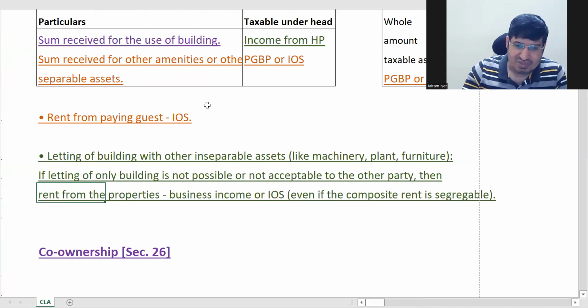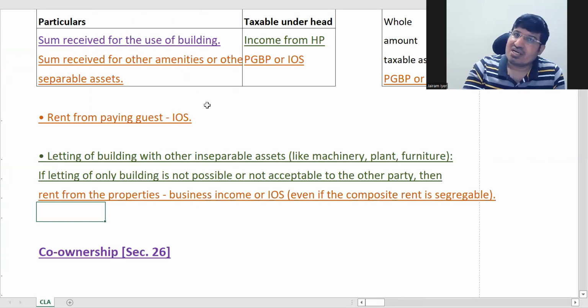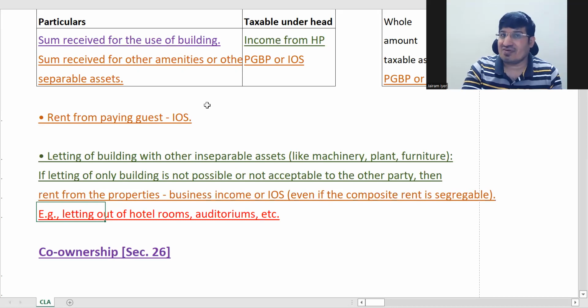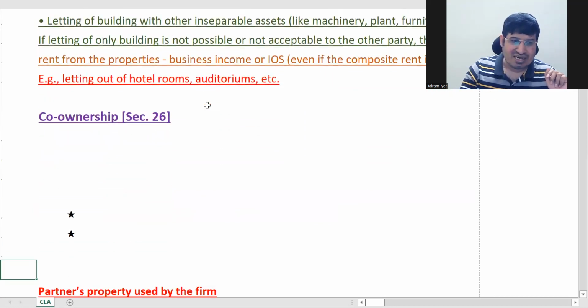So this is basically a case to case basis also. Rent from properties is business income or income from other sources, even if composite rent is segregable. Like what I showed you. Even if you can segregate it, if it is a factory or a hotel room, there's no question of segregating, because you cannot take it separately. You will not take a factory for rent and start living there. You're taking a factory for rent to work on it only, right? Example, letting out of hotel rooms, auditoriums and all that. Clear? This is about your composite rent.